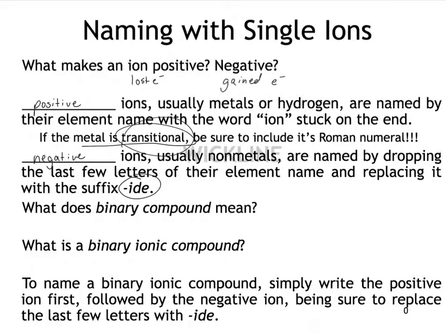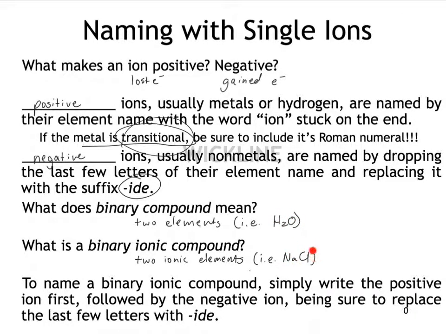So what does binary compound mean? A binary compound would be a compound that has two different elements, but a binary ionic compound would be one that has two different ionic elements. I just threw a couple of examples in there to clarify that. This guy's molecular, so it wouldn't qualify to be ionic, of course, but it does have two elements, so this would be a binary covalent compound.